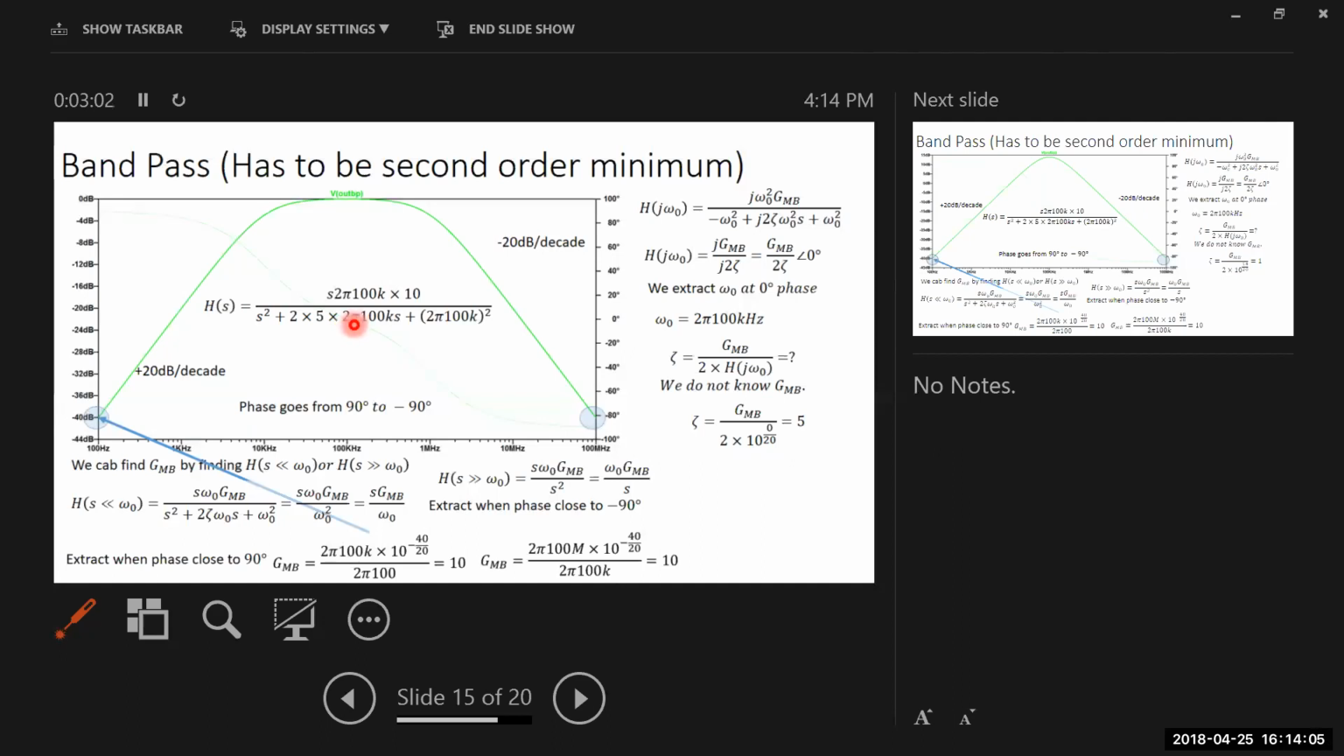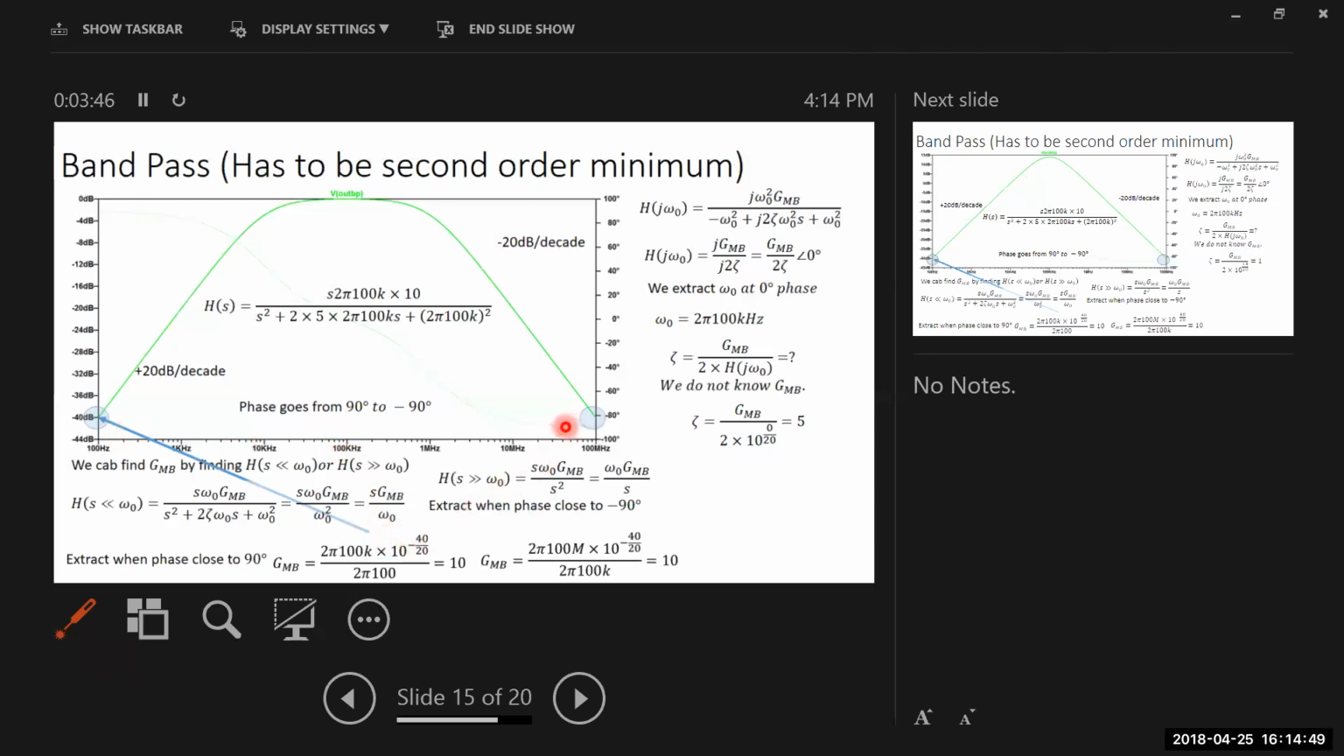But how do you find the gain midband? There's actually two ways. One where you're a lot less, where you're down here. One where you're a lot more, down there. Then when you solve for that, I just extract it at either minus 90 or 90, and you can come up with it. Then once you have that, to find the midband gain, you come out here, you come out here, you get the same answer.